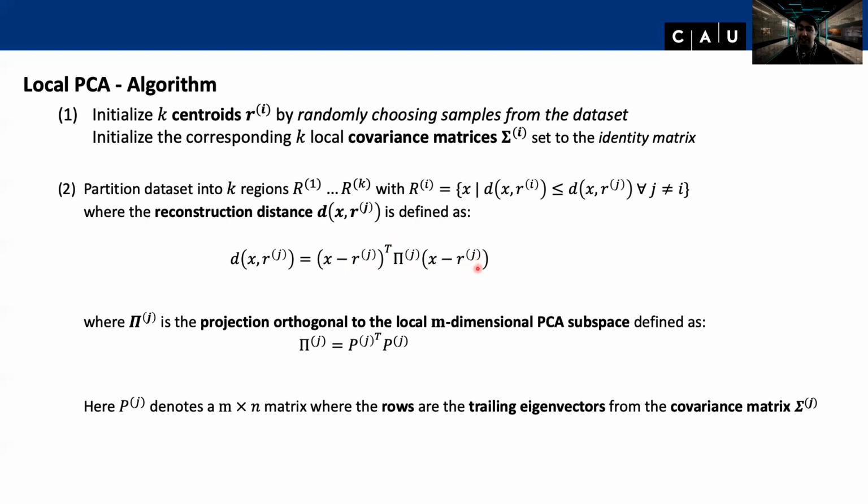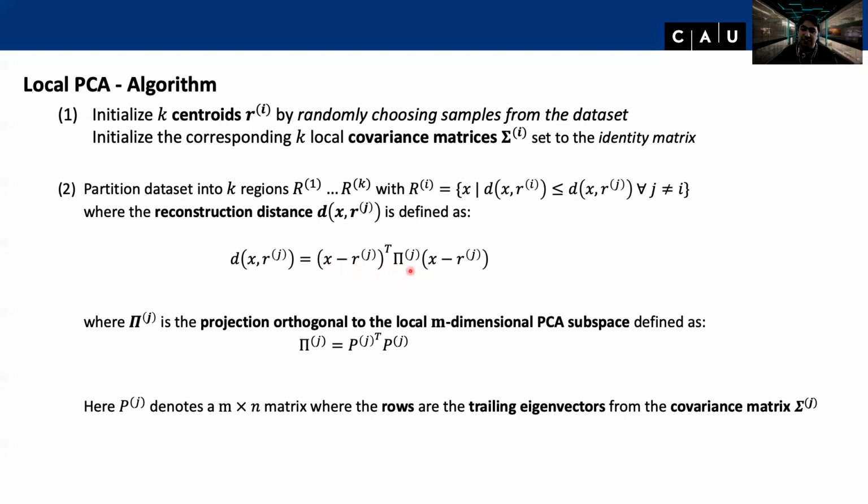So let's disassemble this piece by piece. What does this x minus r_j transpose or non-transpose actually mean? This means here we're computing the distance of an object x to its centroid. Or you can think also the other way around. We're centralizing the object by dragging it to the center of this. So this is the meaning of the left and the right part.